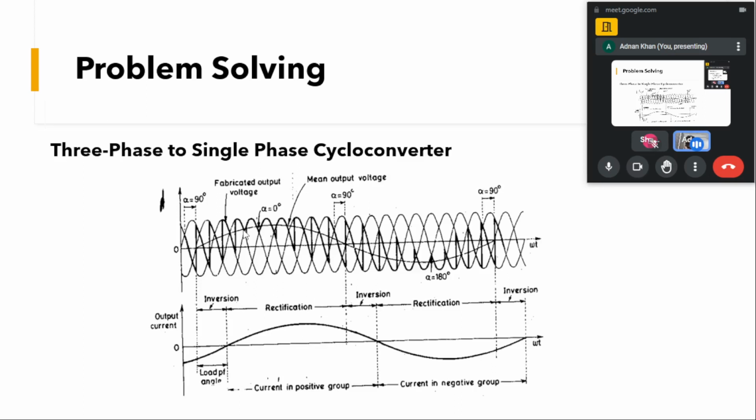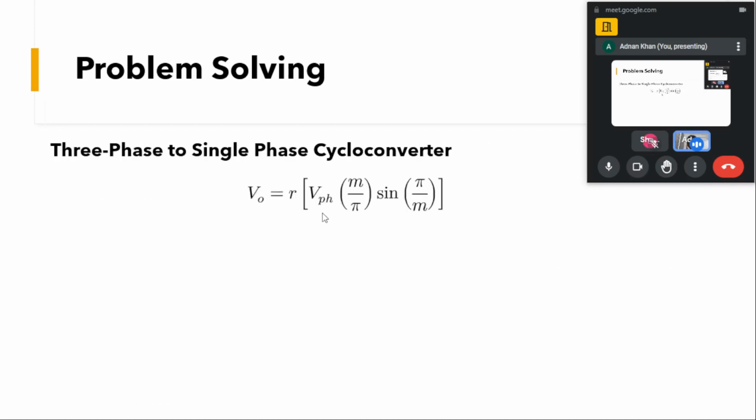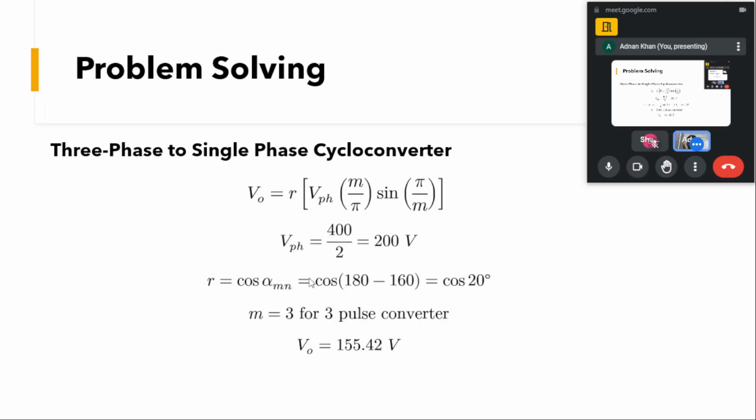And for the output waveform in this kind of topology, if you go through the nodes, it is given by this equation: V out will be equal to R into V phase M by pi. Here M is the topology given by the number of pulses; here we are showing 3 pulses, so M will be equal to 3. What is this R? R is the factor known as the reduction factor, given by R will be equal to cos phi m.